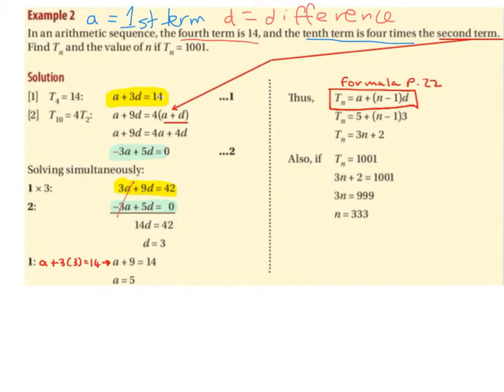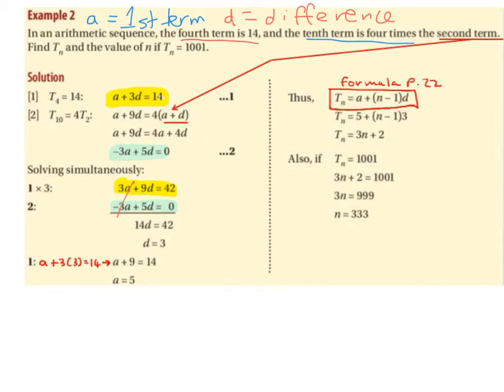I was also asked to find the value of n if Tn is equal to 1001. So I'm going to say Tn equals 1001. So 3n plus 2 is equal to 1001. And then I solve for n. I minus 2 from both sides. 1001 minus 2 is 999. And then 999 divided by 3 is 333. So the value of n, if Tn is 1001, is 333.